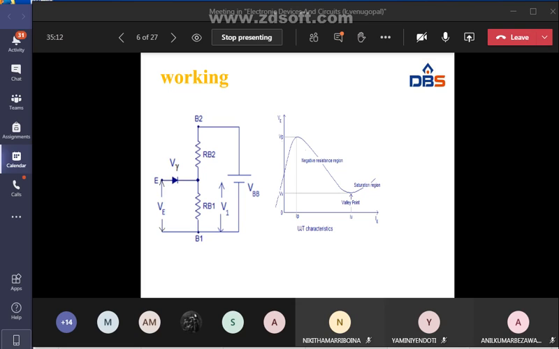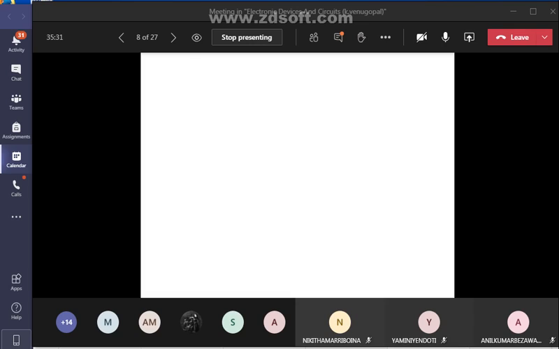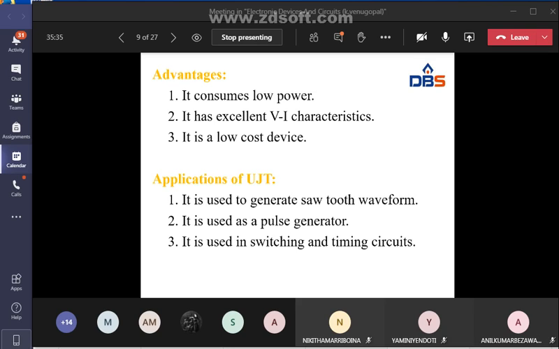So the main important characteristic of UJT is that it exhibits a negative resistance region. After the valley point, it enters into the saturation region. So that is about the working of UJT.